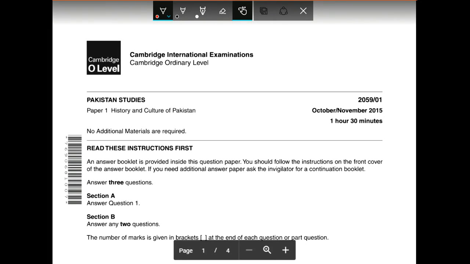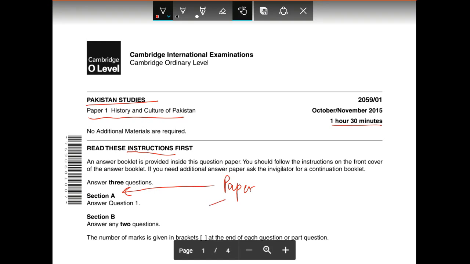Right in front of me, I've got Pakistan Studies Paper 1, History and Culture of Pakistan. And this is a past paper. Today I'm going to be telling you about the paper format, because it's extremely important to know the instructions, especially before you attempt the paper, since you've got very limited time. It's important to know the instructions before you sit in the examination hall so you know exactly what you're doing. Well, the paper is divided into two sections.